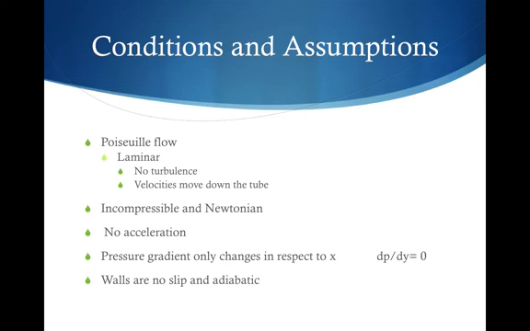We're going to assume that it is pulsé and laminar, which means that there's no turbulence, and the velocity is moving down the tube. It's incompressible. There's no acceleration in the tube. It's a steady flow. The pressure gradient is only with respect to x. So basically, the particles are moving straight down the tube. There's going to be no translation up and down.